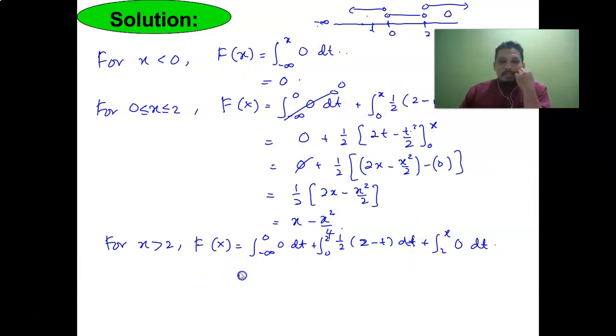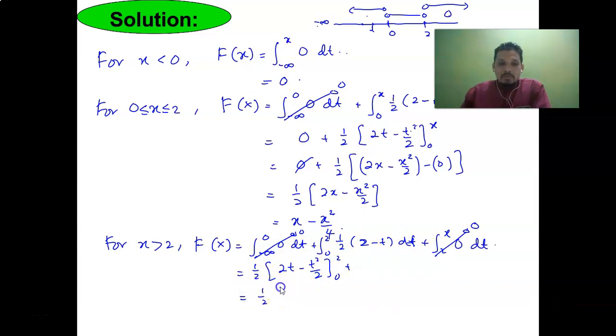Okay, so now this gives you 0. Then this one here, 1 over 2, the integral of 2 minus t with respect to t, you come up with 2t minus t squared divided by 2 from 0 until 2, plus this one here also gonna give you 0. So only this is left, since this is 0 and this is 0.